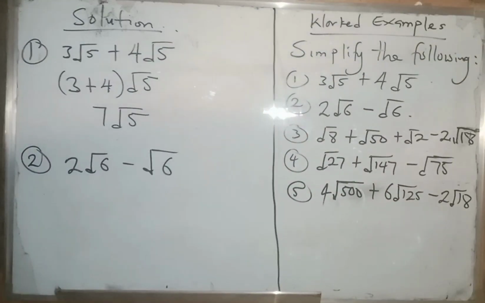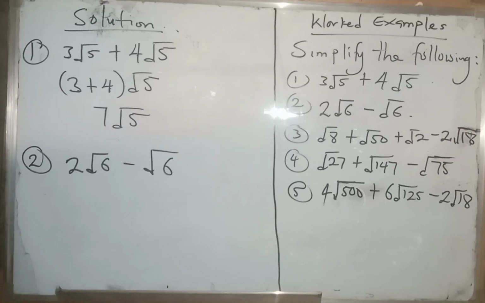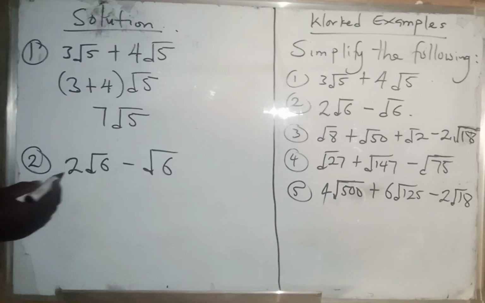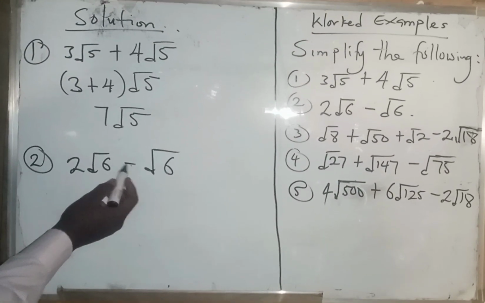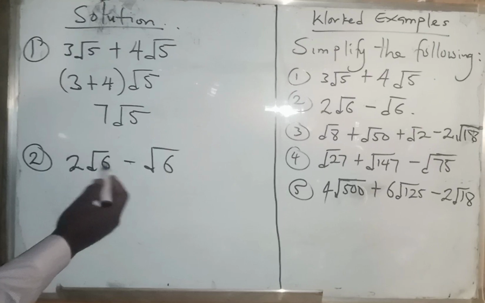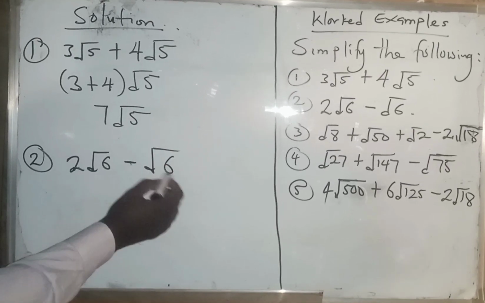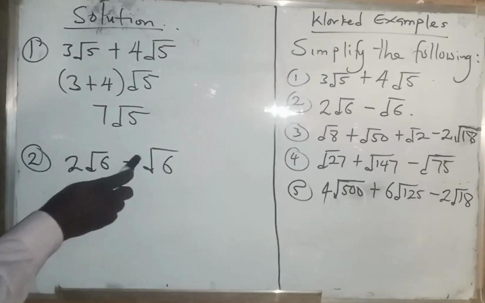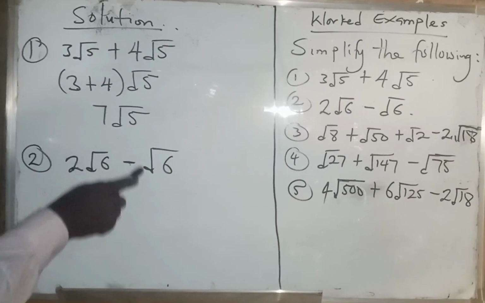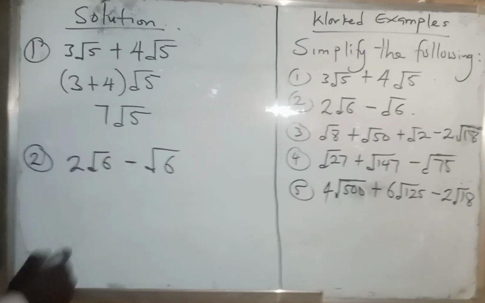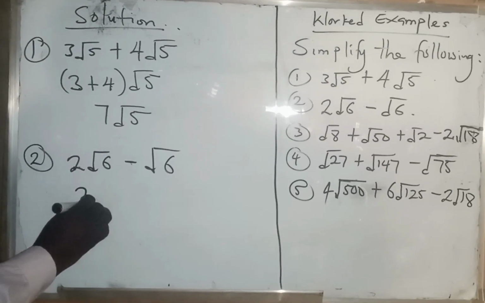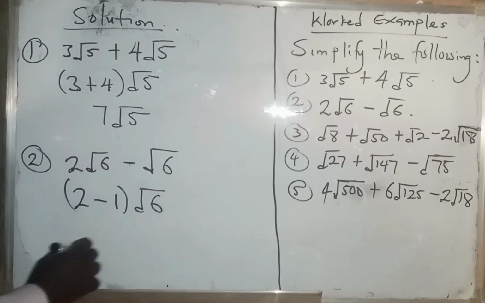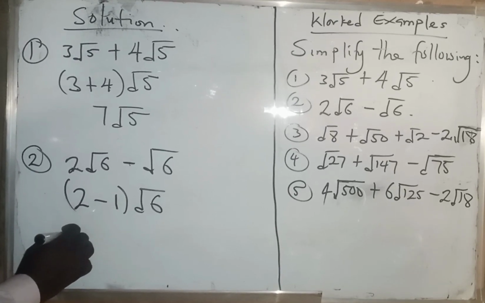To simplify 2 root 6 minus root 6, we will apply the same procedure by subtracting these numbers outside the roots. So 2 minus, remember that this minus root 6 actually is minus 1 root 6, but usually if it is 1, you don't normally write that particular one. So you should note that here is negative 1. So to simplify this, we'll have 2 minus 1, then root 6.